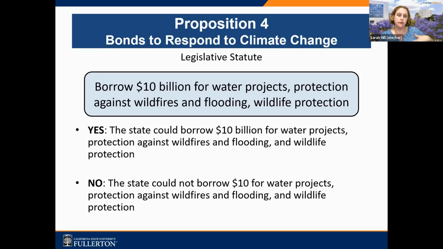So a yes vote would allow the state to borrow $10 billion for projects related to addressing climate change and how the state responds. And a no vote would not borrow the $10 billion for water projects. So a no would not let the state issue those bonds for projects related to climate change.